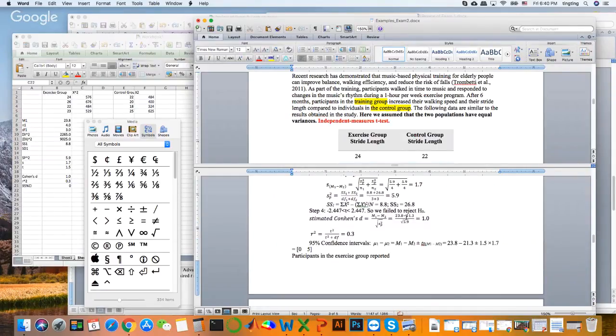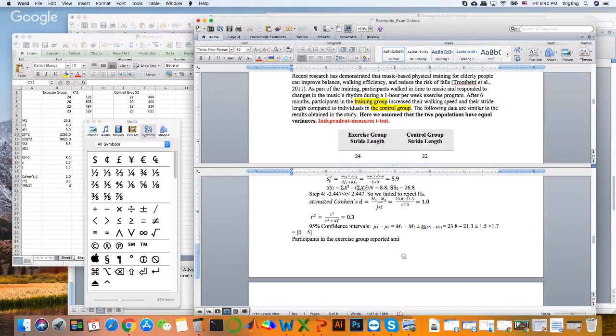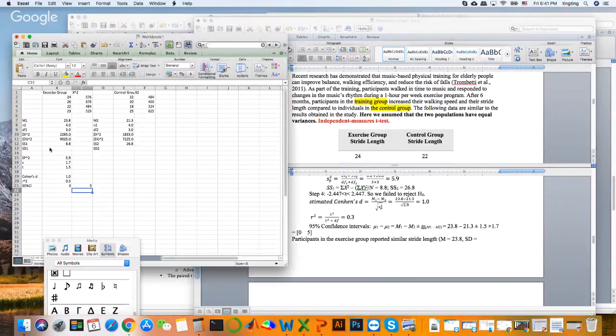Our decision is we failed to reject the H0. So they reported similar strike length. That's what we measured. And then we report the mean. And then we also need to report the SD. So how to compute the SD? Here we also need to compute the SD. The SD equals the SS divided by degree of freedom.